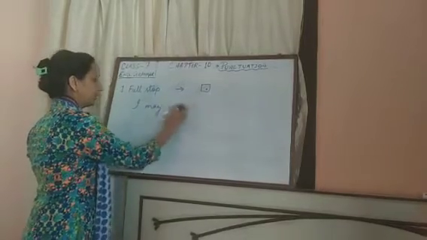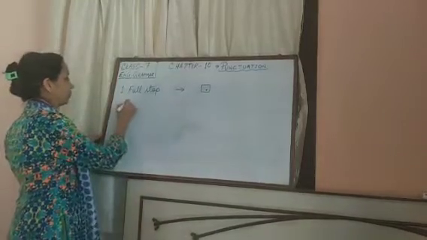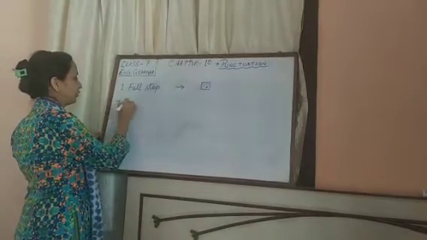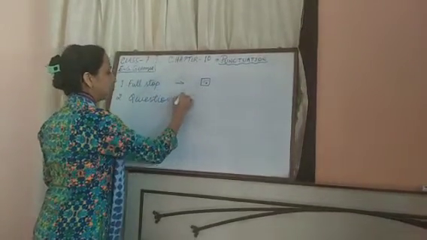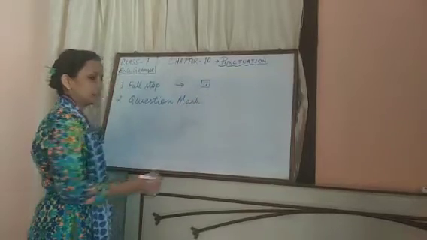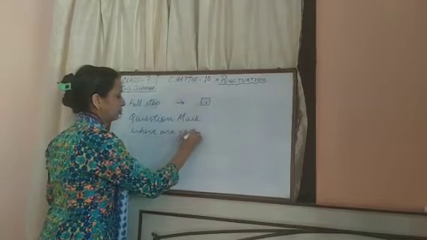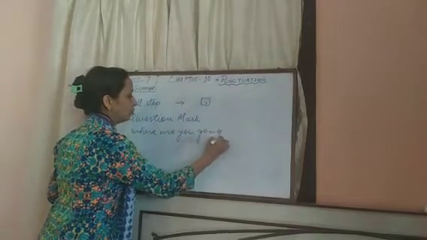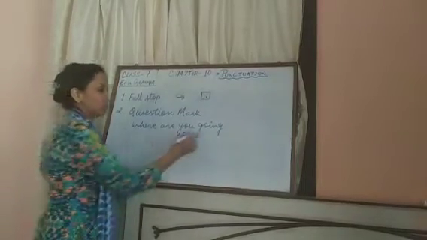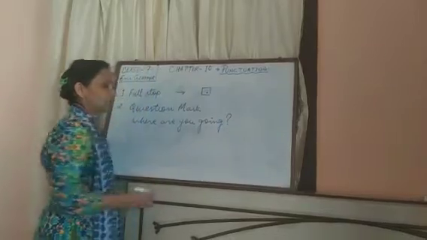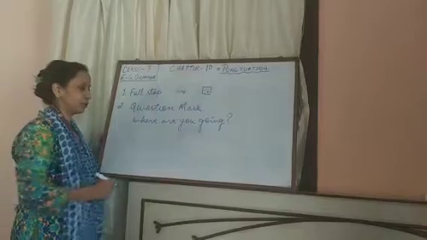Now next we are going to see the use of question mark. The second one is question mark. Question mark, as we know, is used after any direct question. For example, where are you going? Now if no question mark is given here and a full stop is given, it will not make sense. So this question mark makes it clear that this is an interrogative sentence, a sentence with a question.